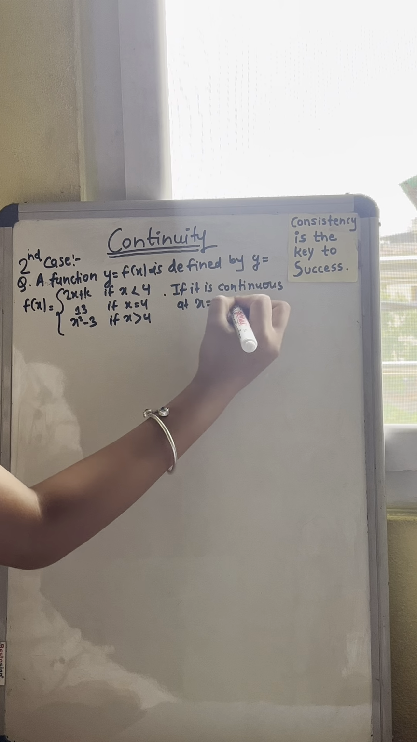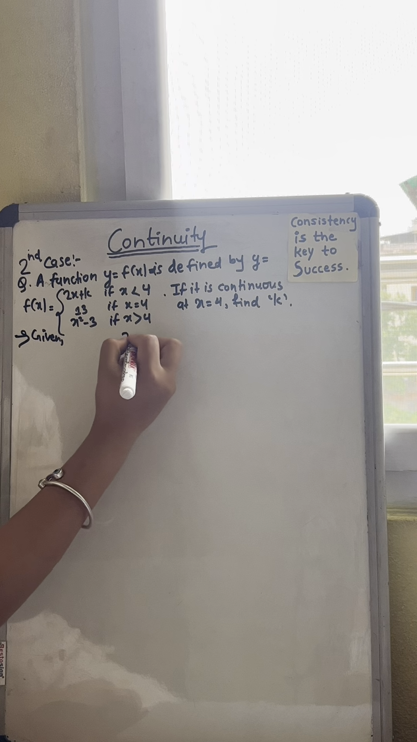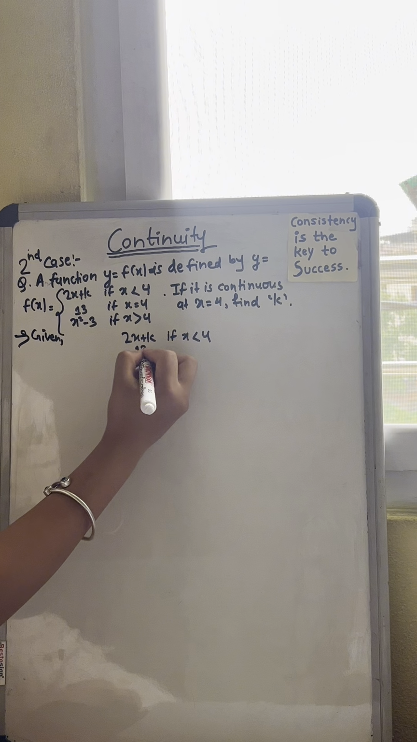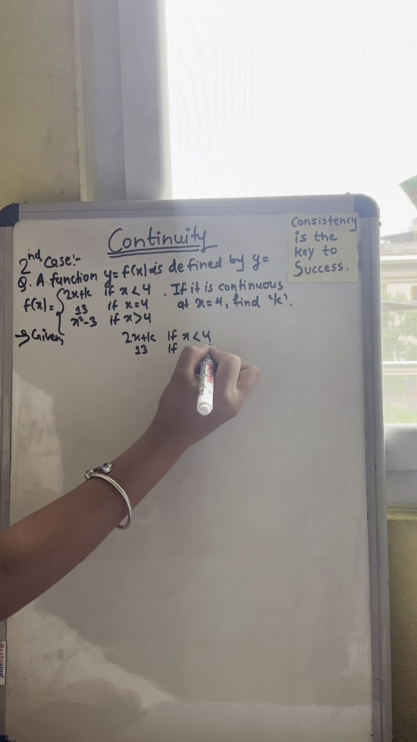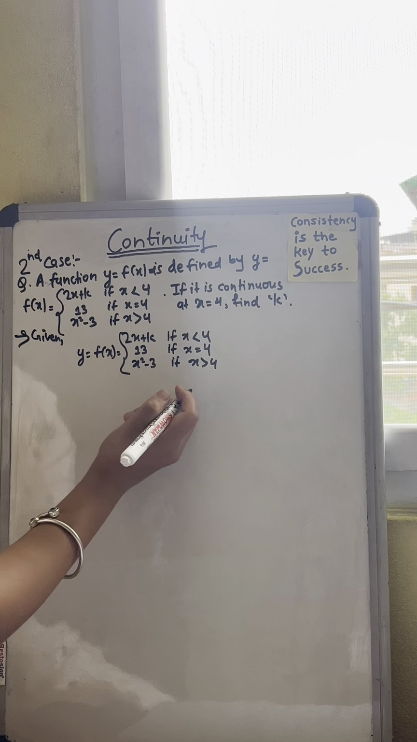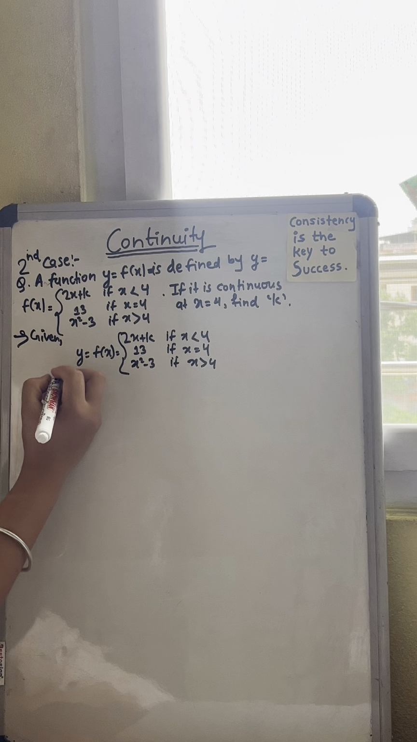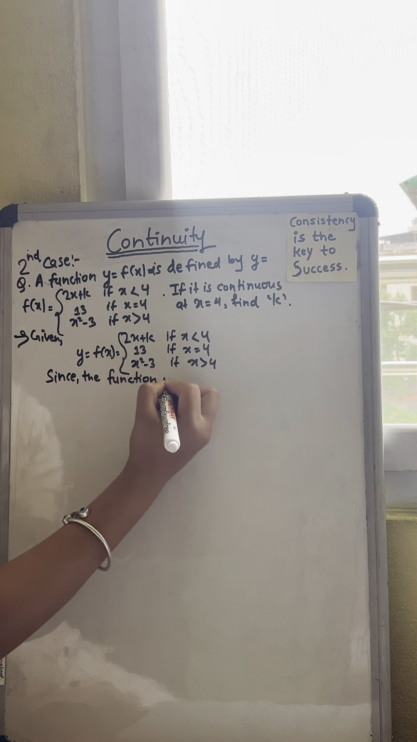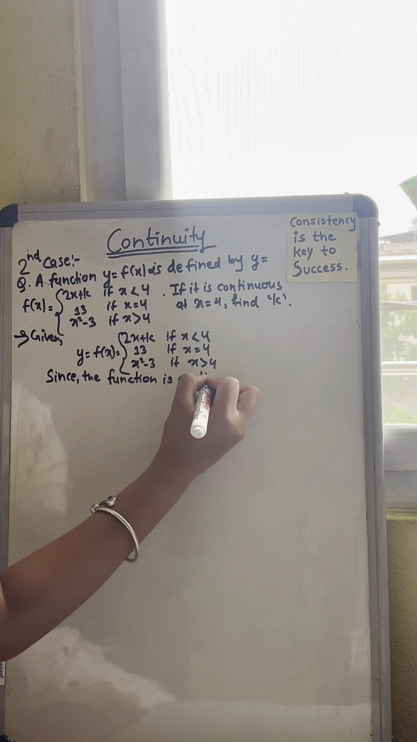First of all we'll write the given: y = f(x) = 2x + k if x < 4, 13 if x = 4, and x² - 3 if x > 4. Since the above function is continuous at x = 4, we can write left hand limit = right hand limit = functional value.